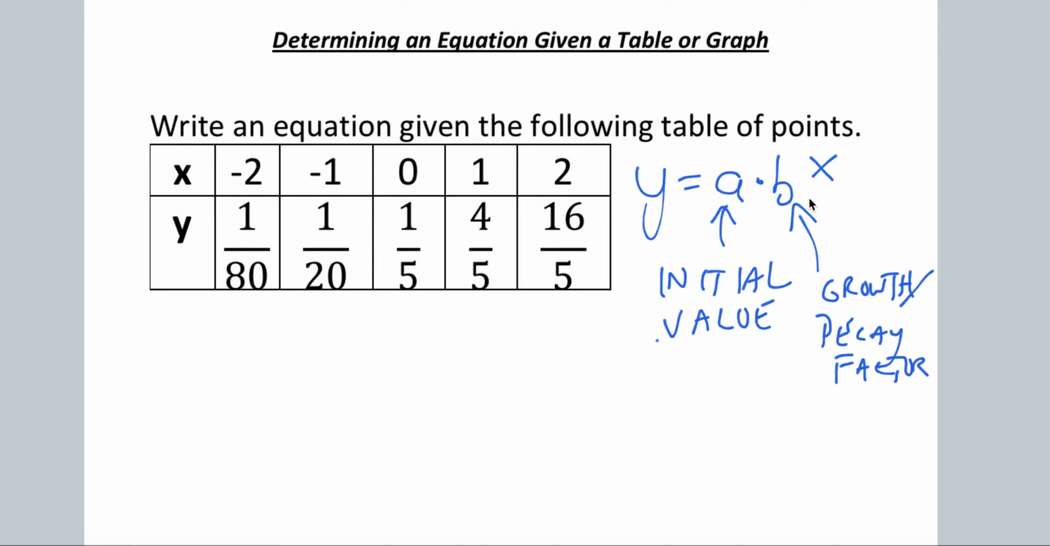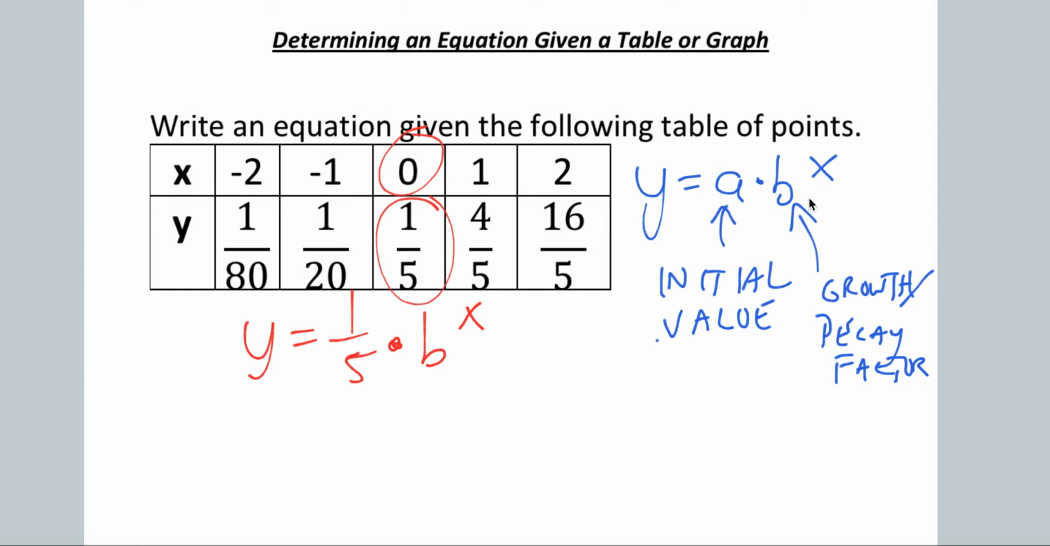The initial value is when the x value is equal to 0. So our initial value is 1/5. So right away we have y equals 1/5 times b to the x. Now we just have to figure out what b is.